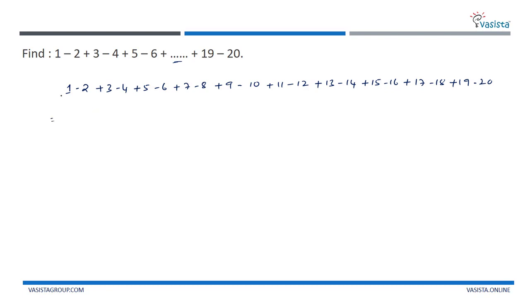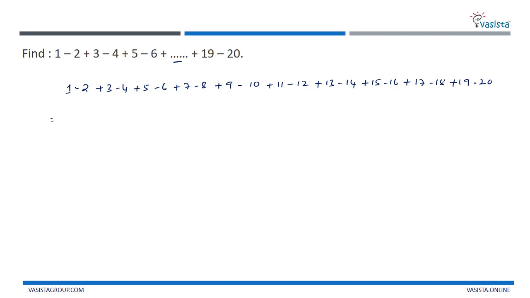Now, just by observing here, one method is you can add the positive integers, that is 1, 3, 5, 7 and so on, and then add the negative numbers, that is minus 2, minus 4, minus 6, and then find the difference, so we are going to get the answer.